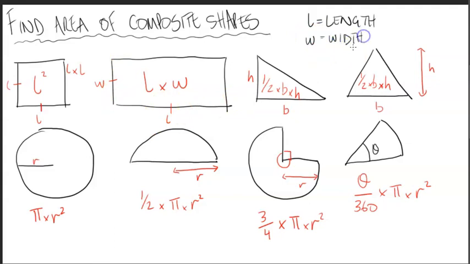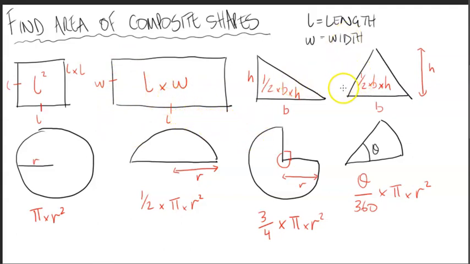I had a student ask me before, which one do you deem the length and which one do you deem the width? I was always under the impression that it actually makes no difference, but it does. The length is always considered the longest side of a rectangle, or whatever shape you're talking about. So length is the longest side and width is the shortest. So for area of a rectangle, it's length times width.